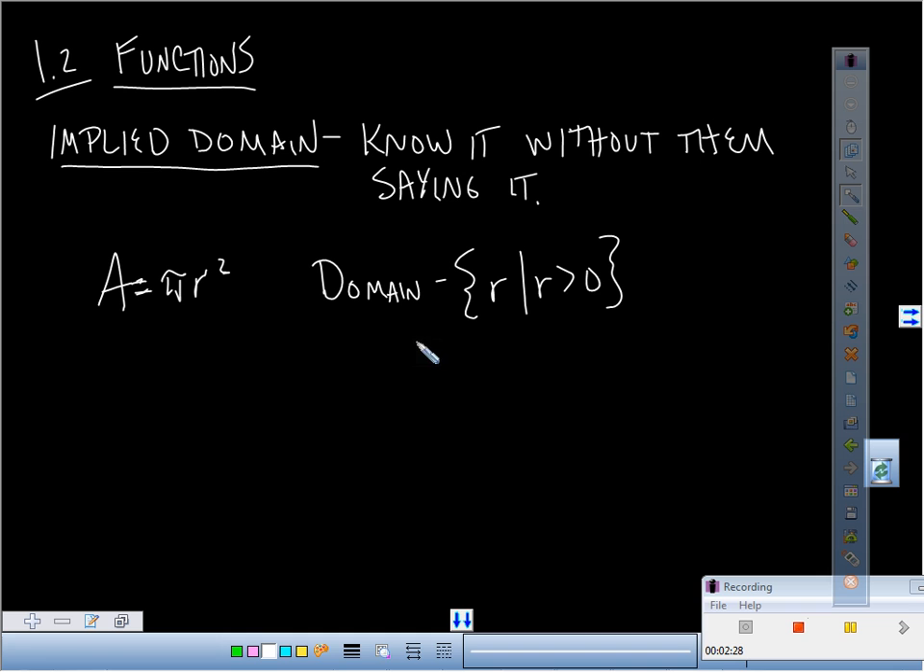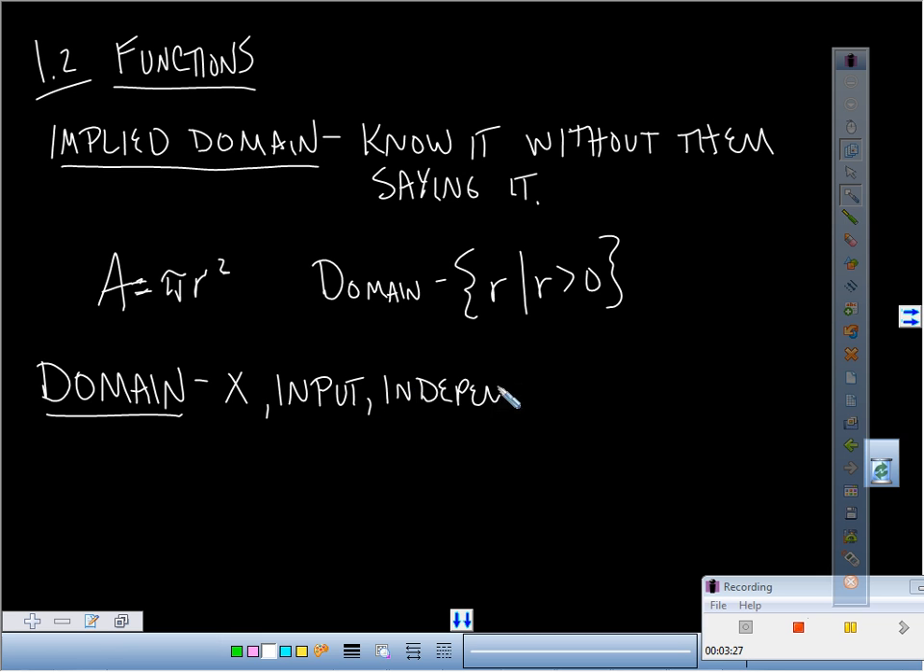Okay? All right. So let's do this. Let's talk about domain. All right. So tell me what the domain is. The x value. You could also call it the input, and you could also call it the independent variable. Remember this? The independent variable. Now, listen to me. The domain is going to be all real numbers.